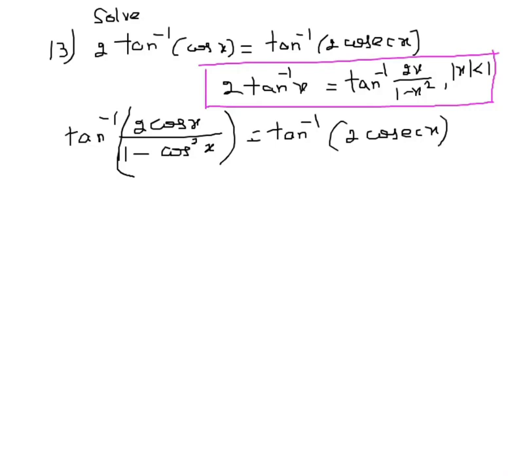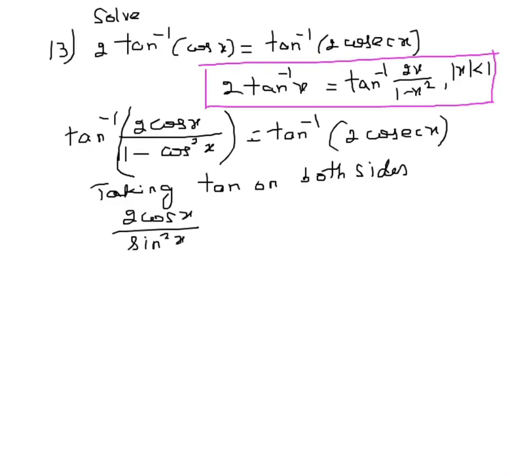Now, taking tan on both sides, this tan inverse function will get cancelled. So tan and tan inverse will get cancelled. 2 cos x divided by 1 minus cos square x is sin square x equal to, here also tan inverse function will get cancelled. We get 2 cosecant x. Cancel 2. Cos x by sin x is cot x into 1 by sin x is cosecant x is equal to cosecant x.